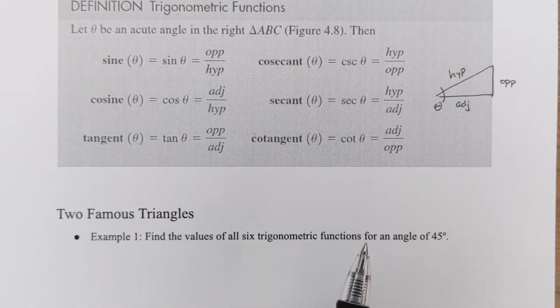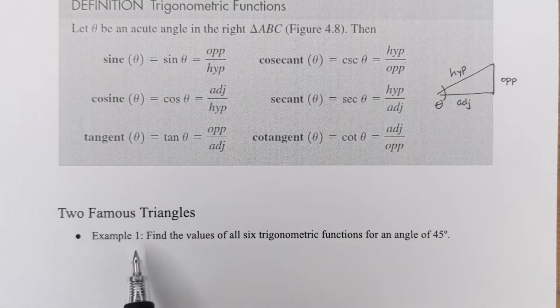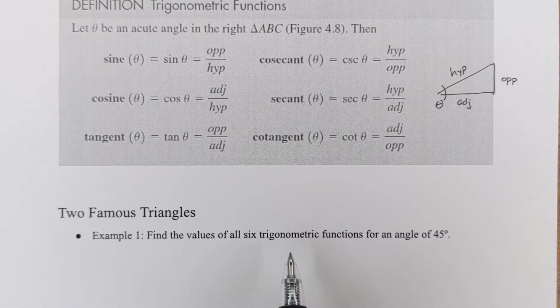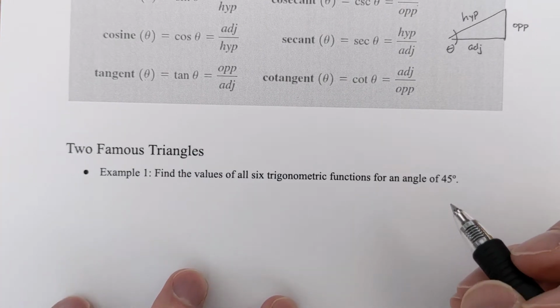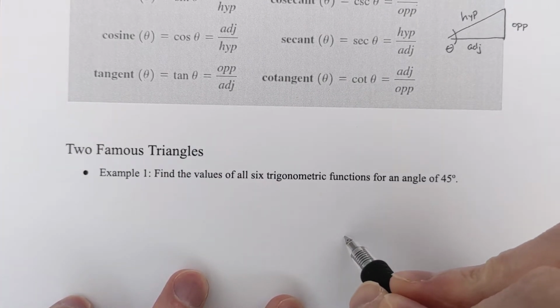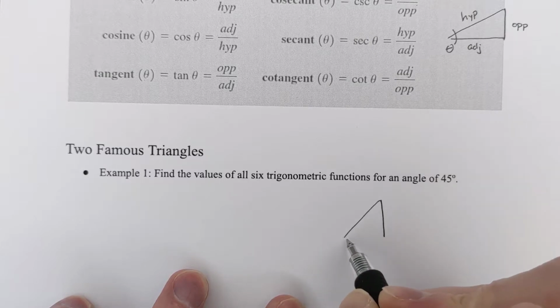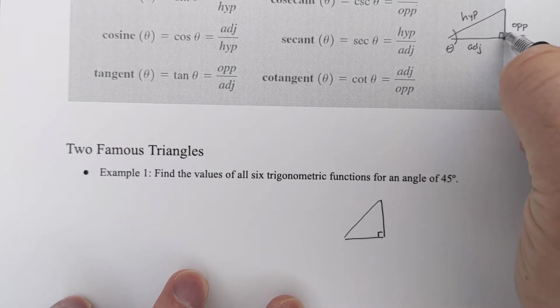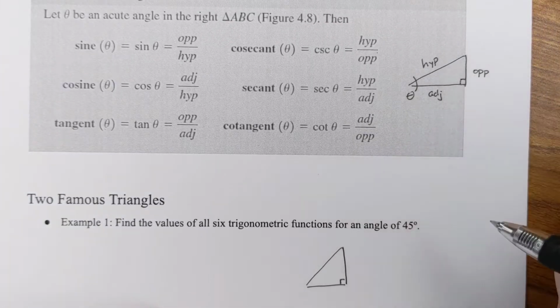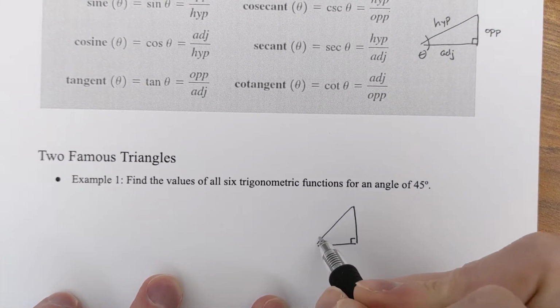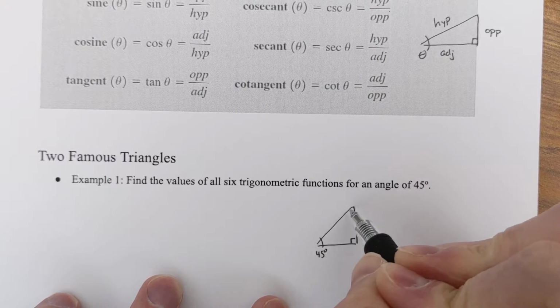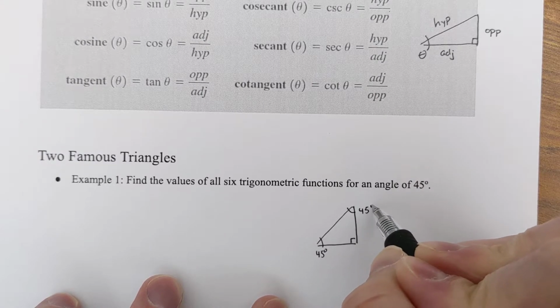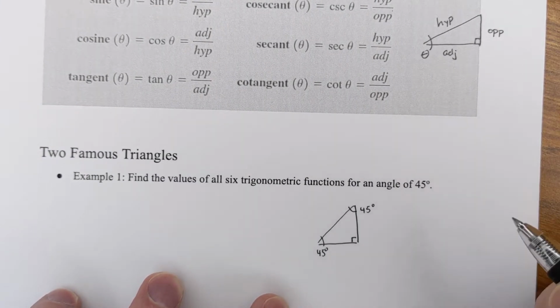All right, so example 1, find all 6 trig functions for an angle of 45 degrees. Okay, so here's my triangle, here's my right angle, so the right angle is always down there. So remember, hypotenuse is always across from the right angle. So if this angle is 45 degrees, this angle is also 45 degrees. So if you notice, it doesn't give me any side length, so I can choose whatever I want.